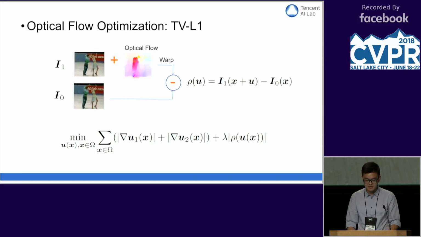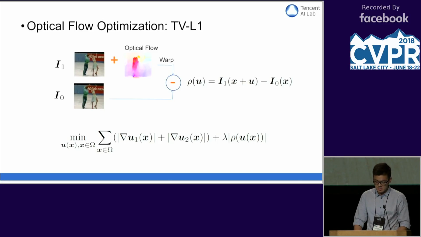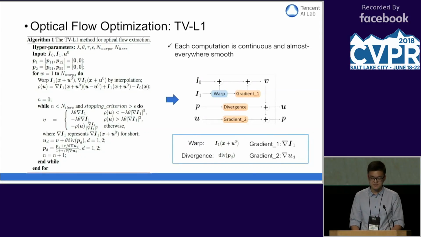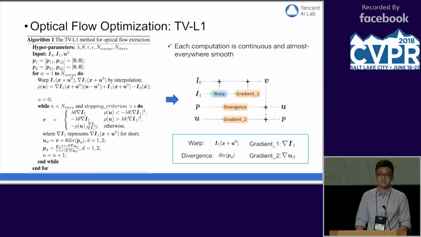First, let's recap the TVL1 method for optical flow estimation. It tries to minimize the function below, where the first two terms account for the smoothness condition, and the last term, rho U, corresponds to the brightness constancy assumption. And to extract optical flows, TVL1 resorts to an iterative process. We can find that every computation in the process is continuous and smooth almost everywhere.